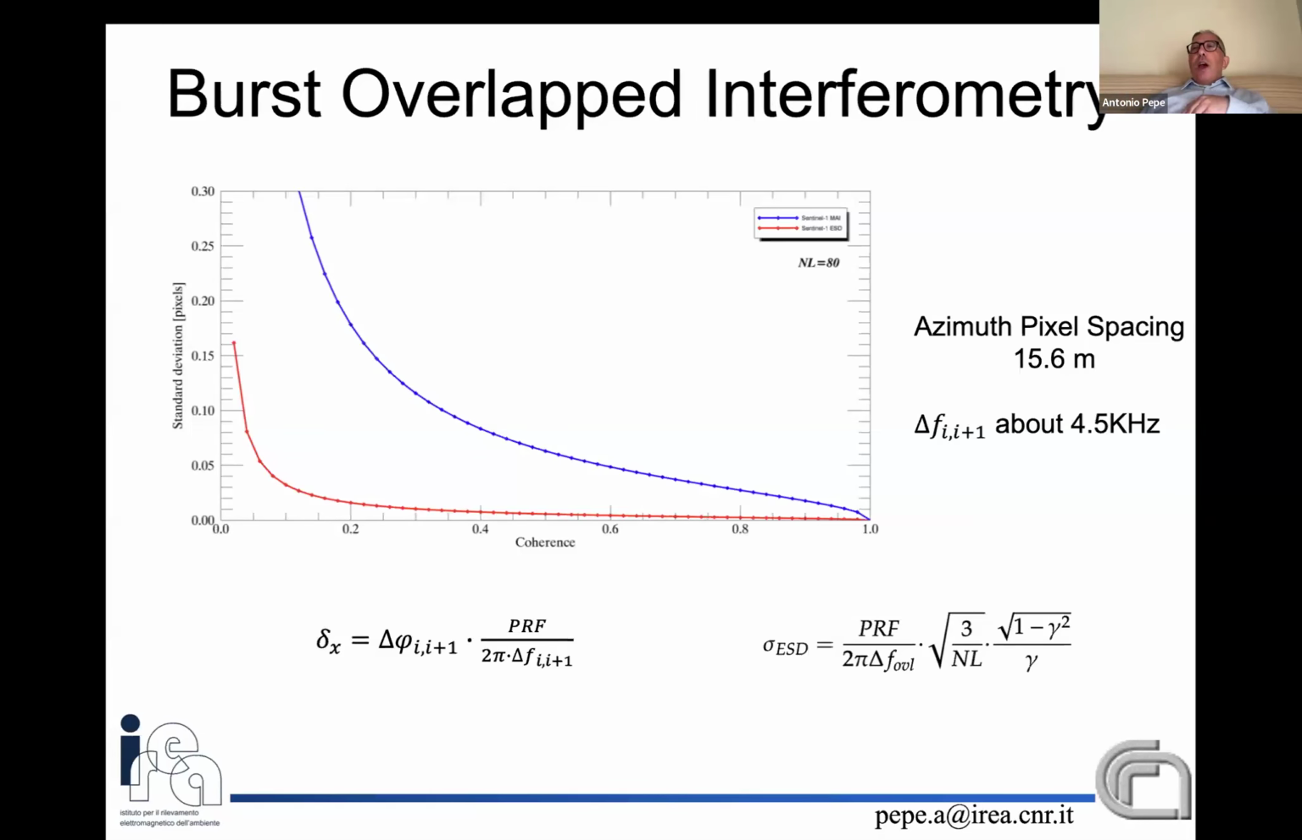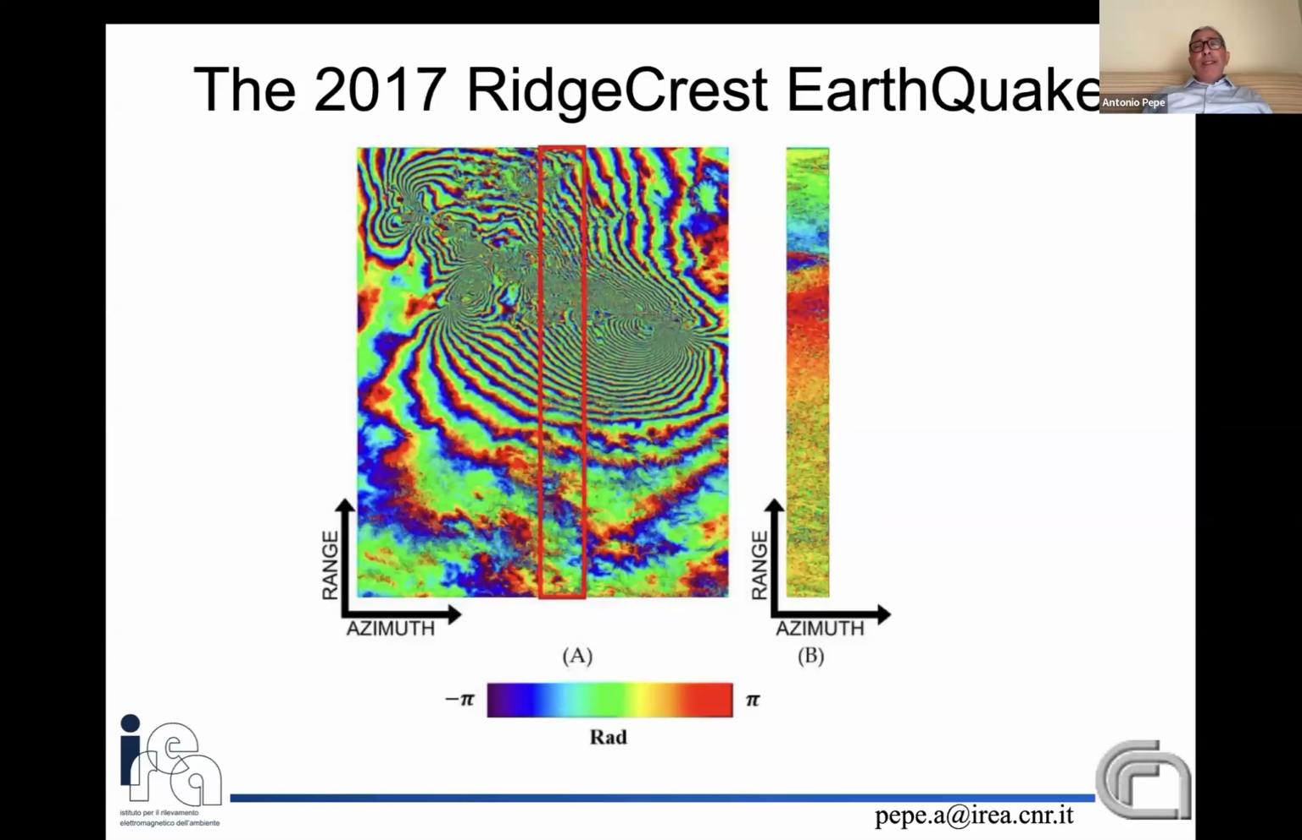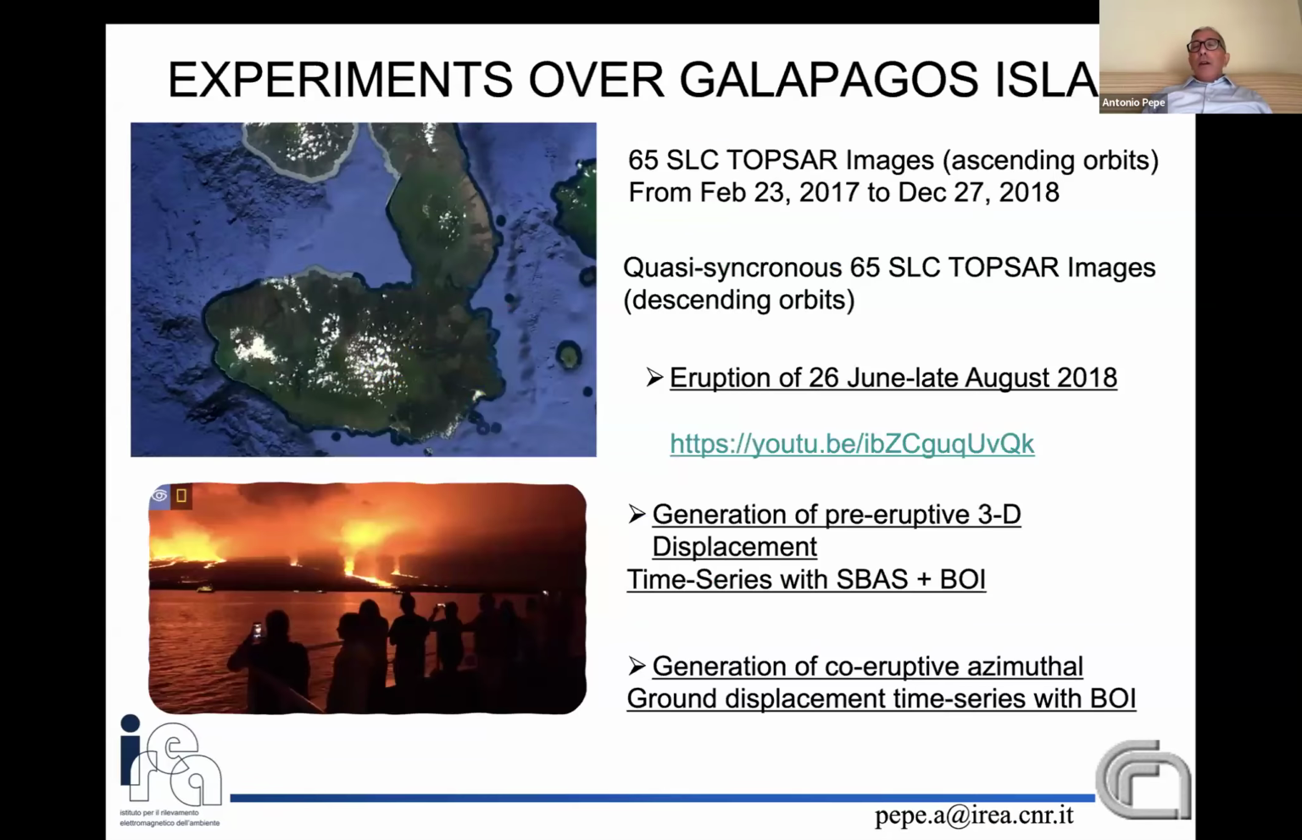So we have the pros and we have the cons. The pro is that the precision is very much improved, but we have information only on the burst overlapped region. This is an example of burst overlapped interferometry applied to the Ridgecrest earthquakes. We made lots of experiments during recent years, of course, not only at IREA. This is a general topic applied everywhere.